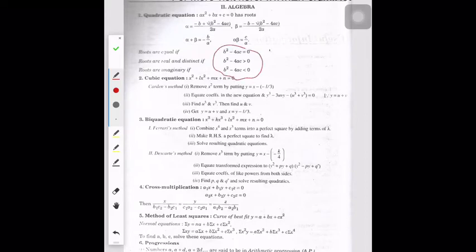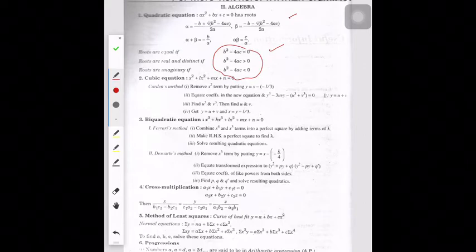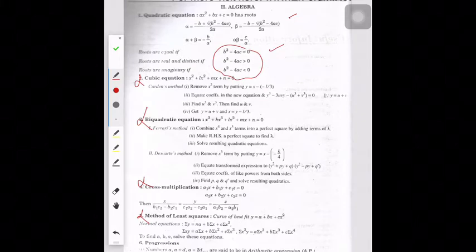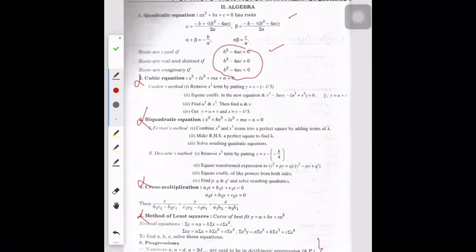Quadratic equations, yes, you should learn this. Cubic equations, this is not needed in GATE. No need, no need. Progressions, yes, you need this. No need. Arithmetic, you may need it.